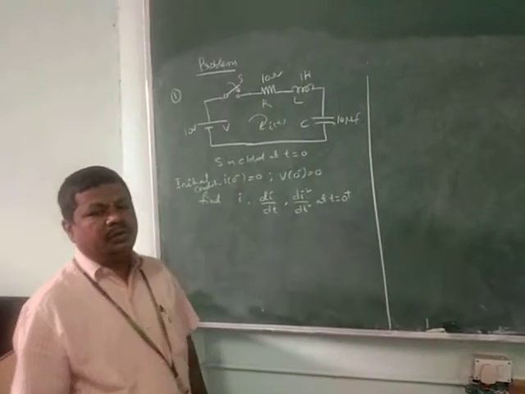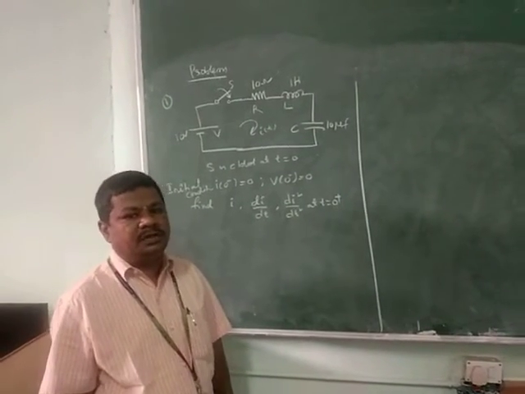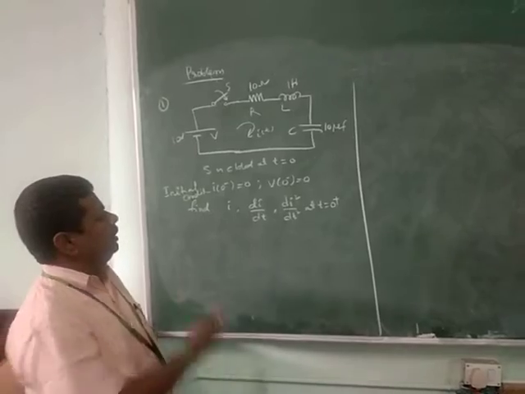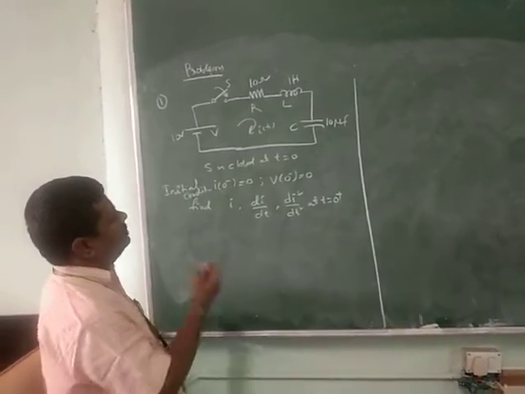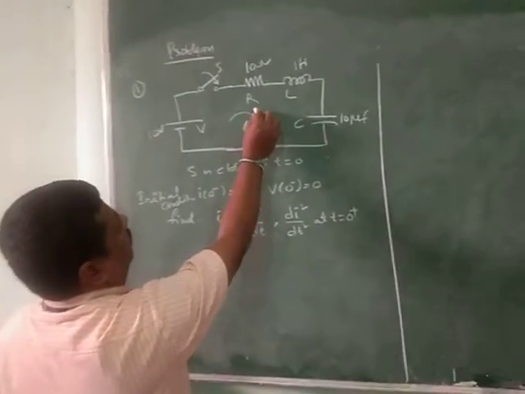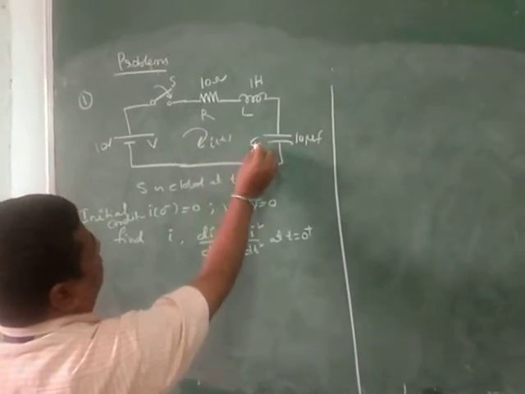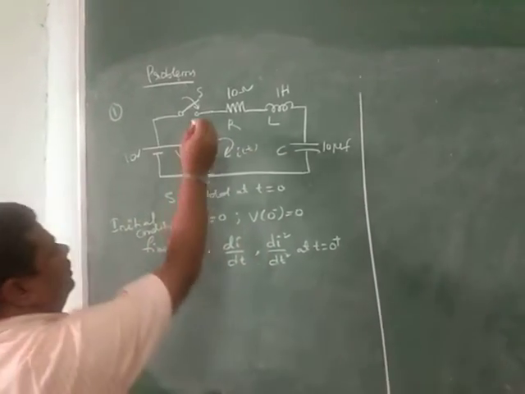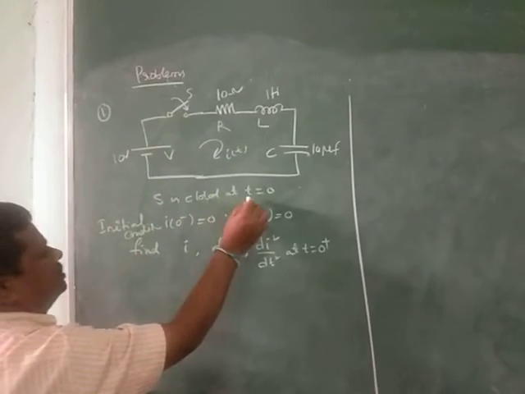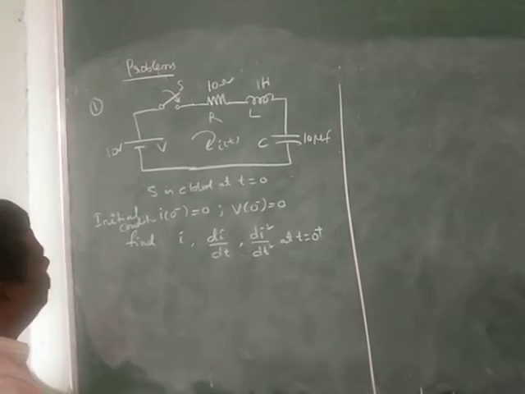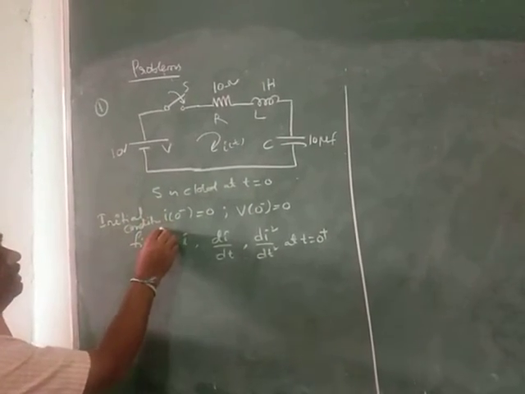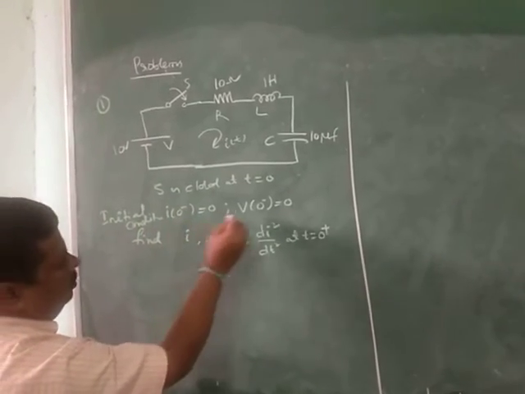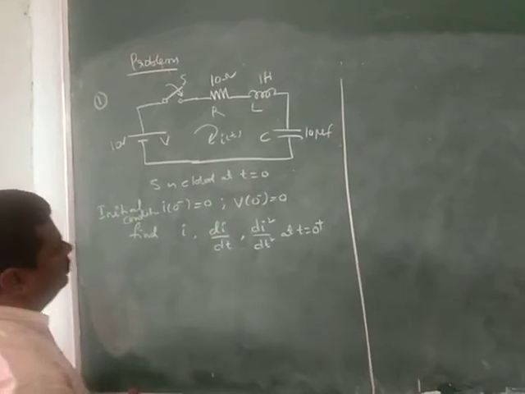Students, today we are going to discuss problems on initial conditions. Here again the given circuit is RLC. The components R, L and C are connected in series. The switch S is closed at t equal to 0, and assume the initial conditions i(0) equal to 0 and v(0-) equal to 0.